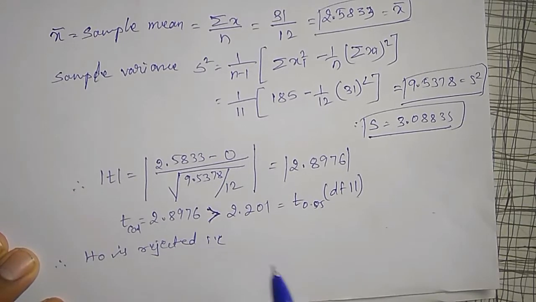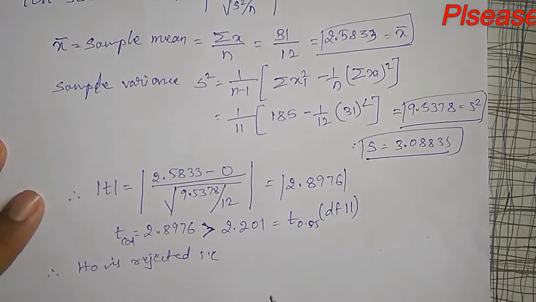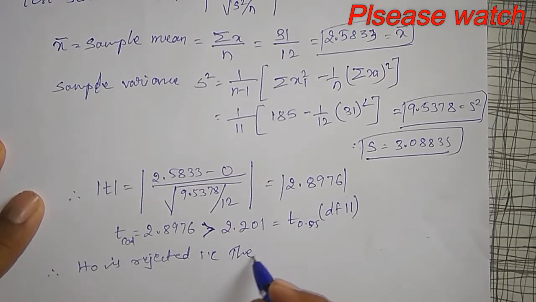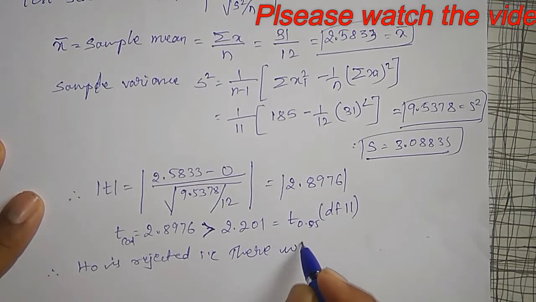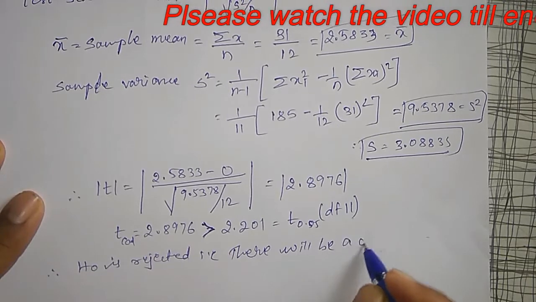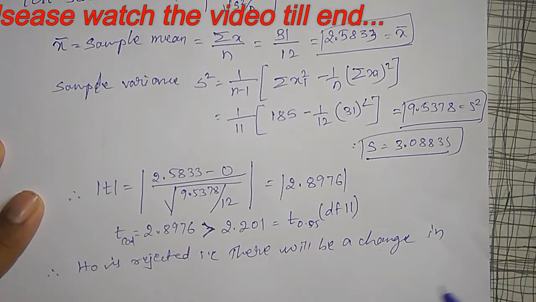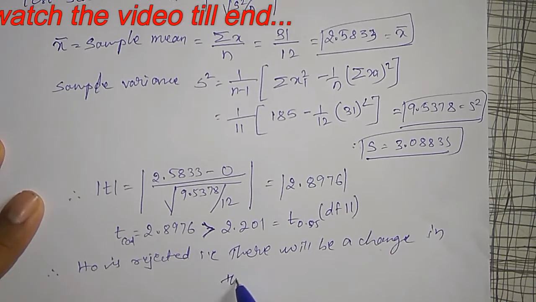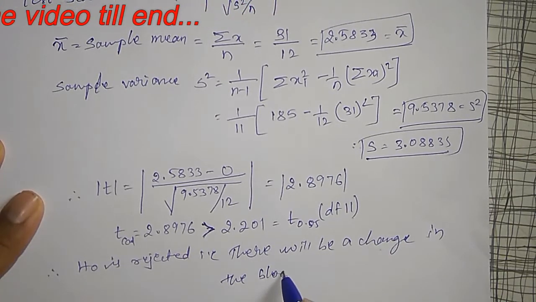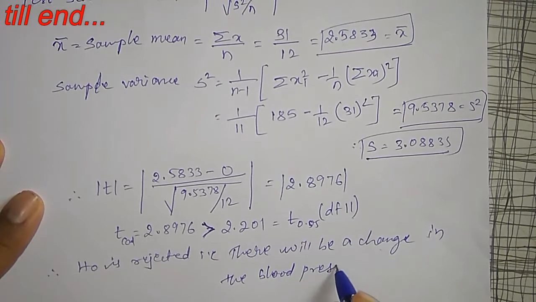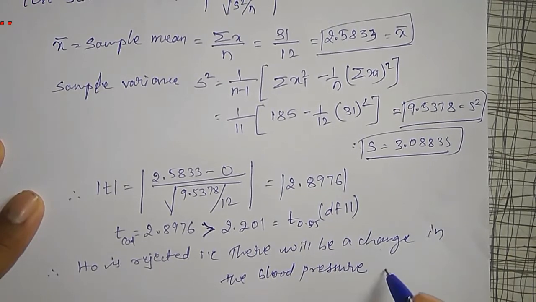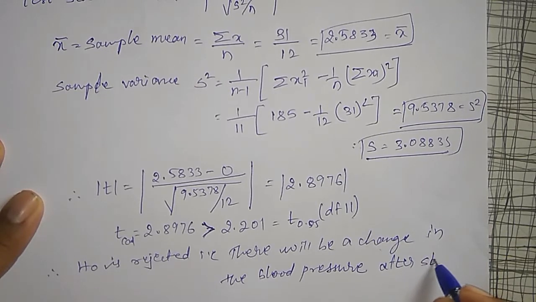Rejection of H0 means what? There will be a change in the blood pressure after the stimulus.